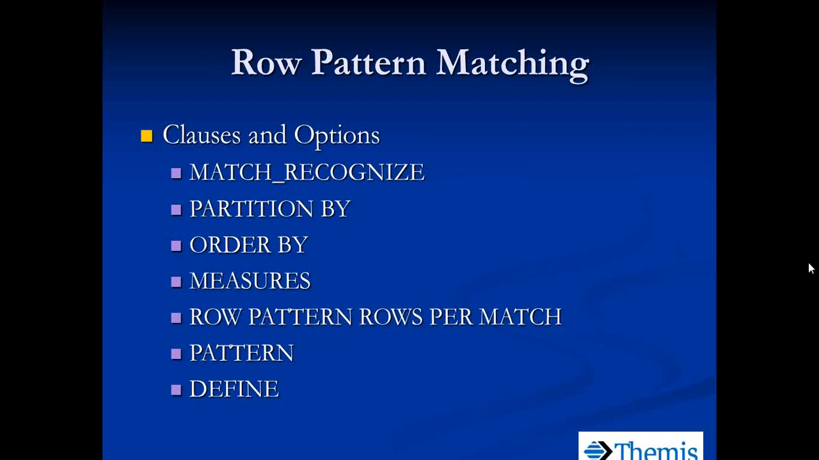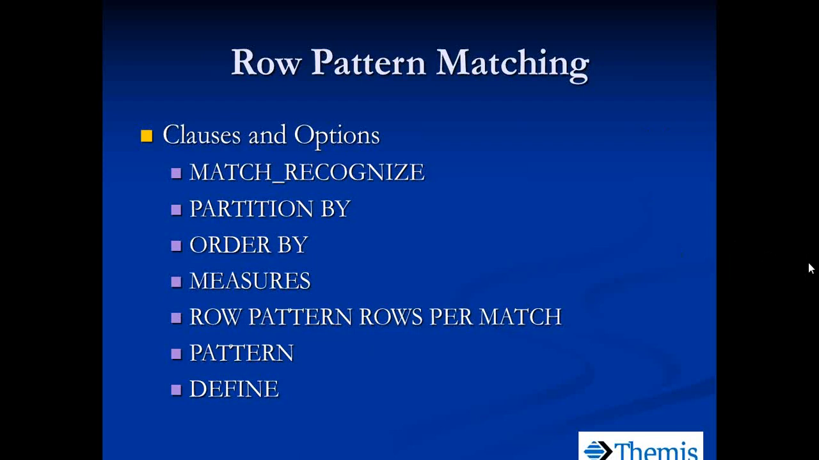The row pattern rows per match clause: when we find a match, how many rows do we want to display? It's kind of like the group by. Do we want to get one row per match? That's the group by kind of behavior. Or we could show all rows per match, which shows all the rows that went into the matching of the pattern. So maybe we're trying to debug it and want more details. A lot of times you'll see the one row per match. And then after I get a match, where do I resume my pattern matching? So there also will be, and you'll see this coming up, an after match option as well.